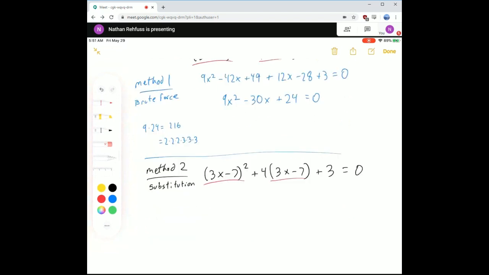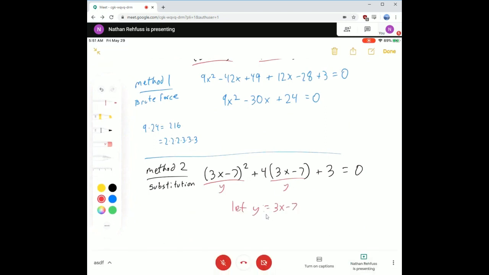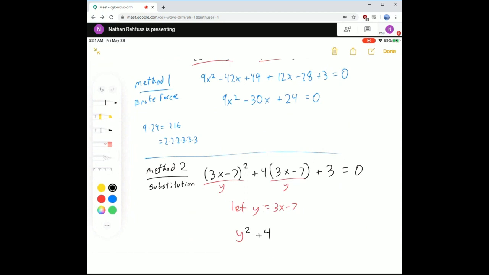So what I'm going to do is treat the thing like a single variable. I'm just going to call this thing y. Let y be defined as 3x minus 7, using my little colon equals because this is a definition. Then this equation just looks like y squared plus 4y plus 3 equals 0.